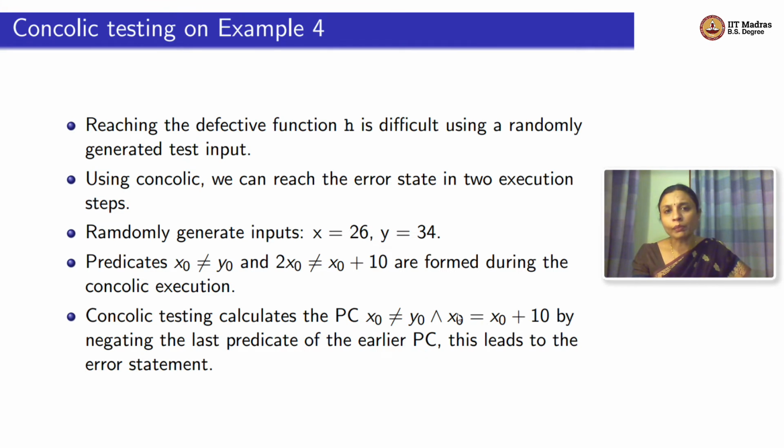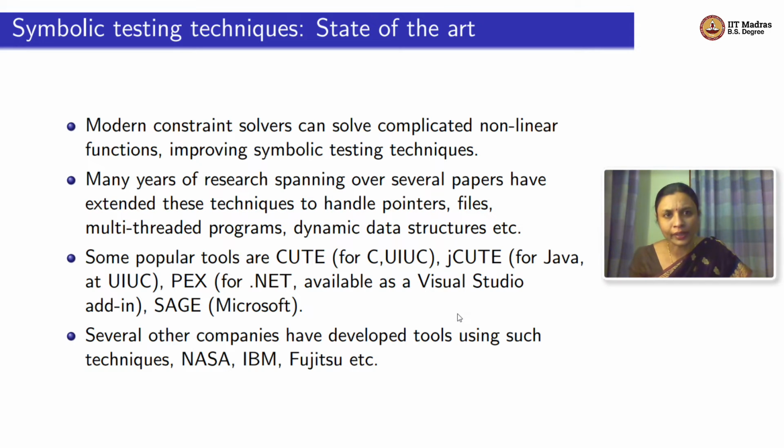Concolic testing is what is implemented in modern day symbolic execution tools. So here I have listed some popular tools. CUTE is a concolic unit testing engine for C. jCUTE is a concolic unit testing engine for Java. PEX is available as a Visual Studio plugin for .NET. SAGE is another tool. Plenty of tools are there. I'll show you the list of tools. Proprietary, open source, several different tools are there.